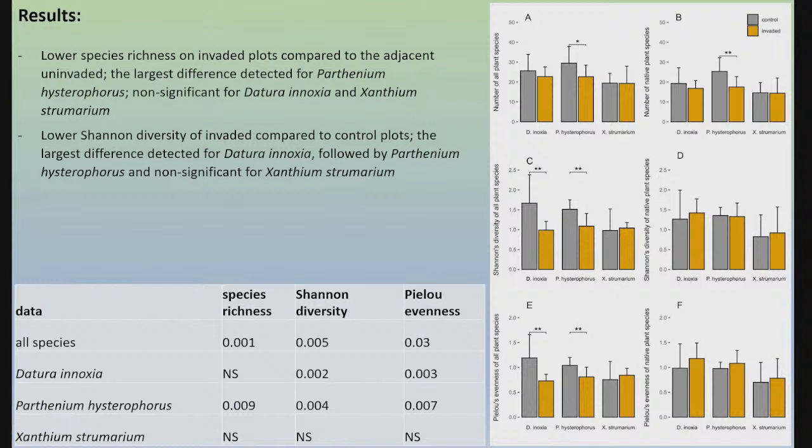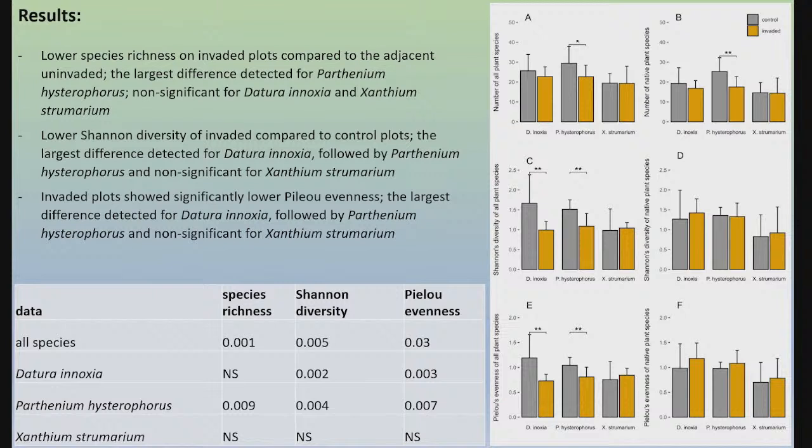However, we also detected lower Shannon diversity on the invaded compared to the uninvaded plots. In this case, the largest significant difference was detected for Datura, followed by Parthenium, and the differences in Shannon diversity were non-significant for Xanthium. Similarly to Shannon diversity, we detected significant differences in Pielou evenness, with the largest significant difference for Datura inoxia, followed by Parthenium, while the differences in Pielou evenness were non-significant for Xanthium.